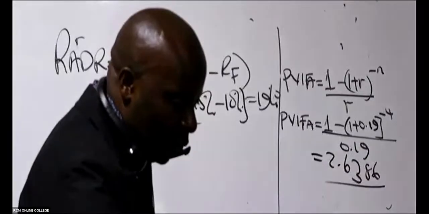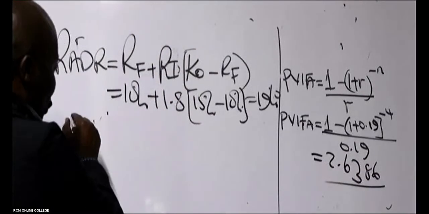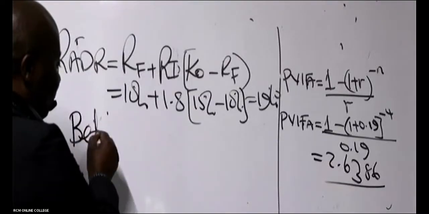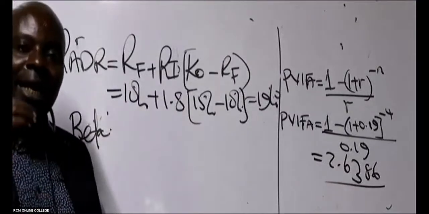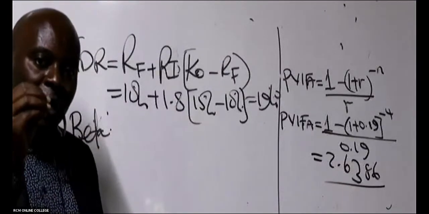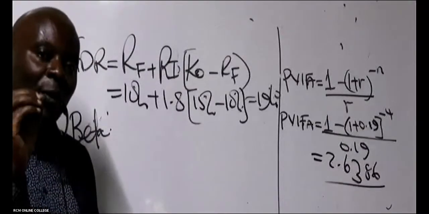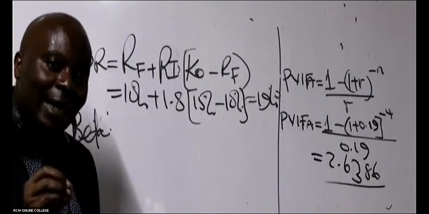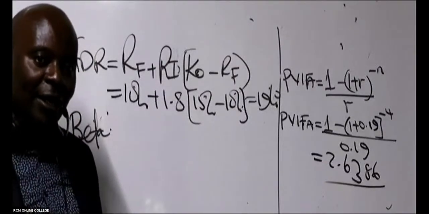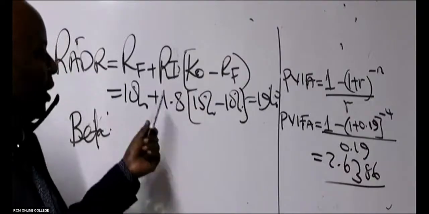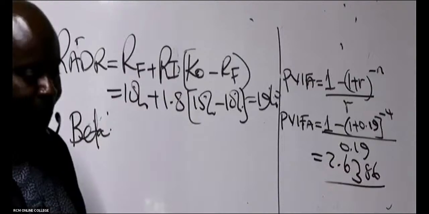Why am I using beta? It's because, ladies and gentlemen, remember, when you did CAPM, you were told that beta is a risk index, which measures systematic risk. So your examiner will either call it risk index or beta factor, interchangeably. So I hope I've answered your question, Peter.